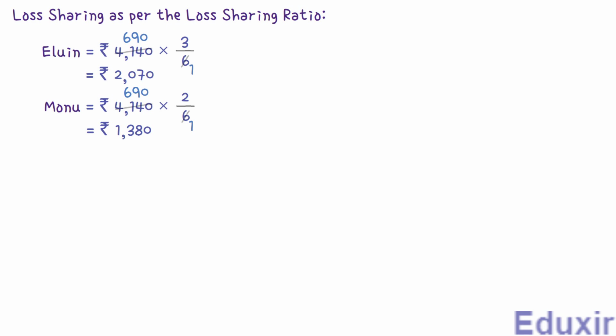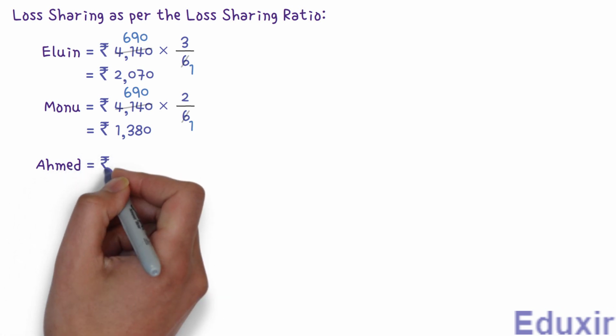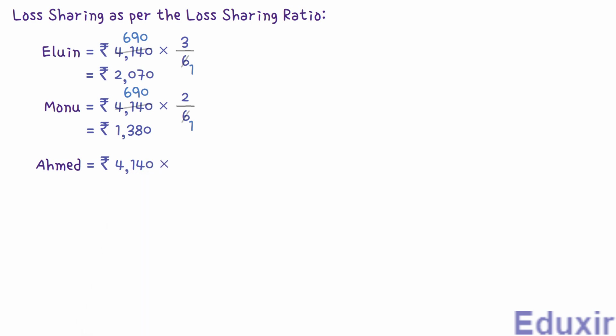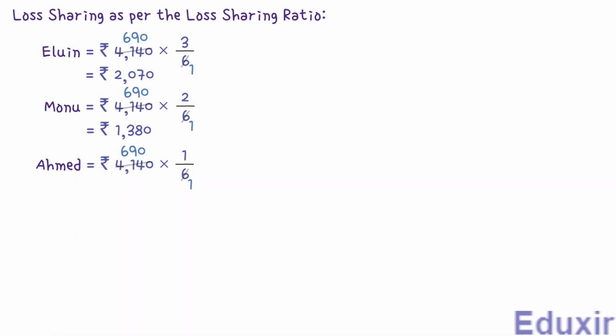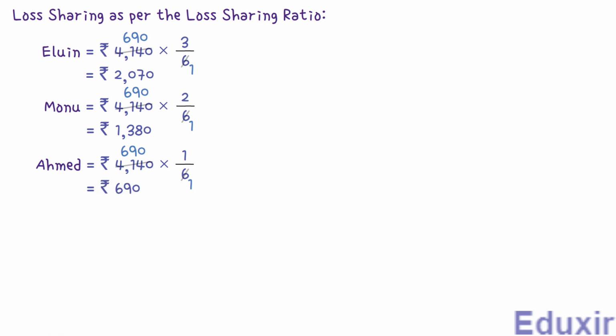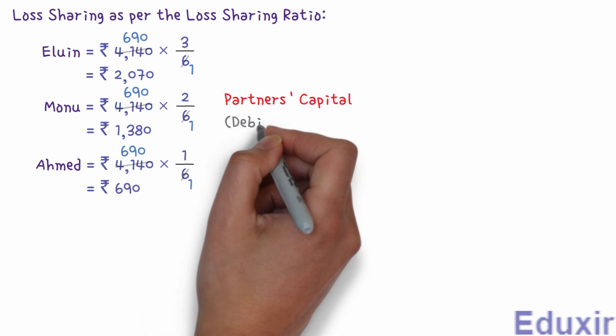Now, for partner Ahmed, this is equal to the total overcredited net profit, which is 4,140 rupees, multiplied with his profit or loss sharing ratio 1/6. Cancelling with 6, 6 ones are 6, 690s are 690. The result of this calculation is 690 rupees. This is the amount of profit share that should be debited from partner Ahmed's capital to reverse the overcredited profit share. To correct this, we should debit the partner's capital account with these amounts.